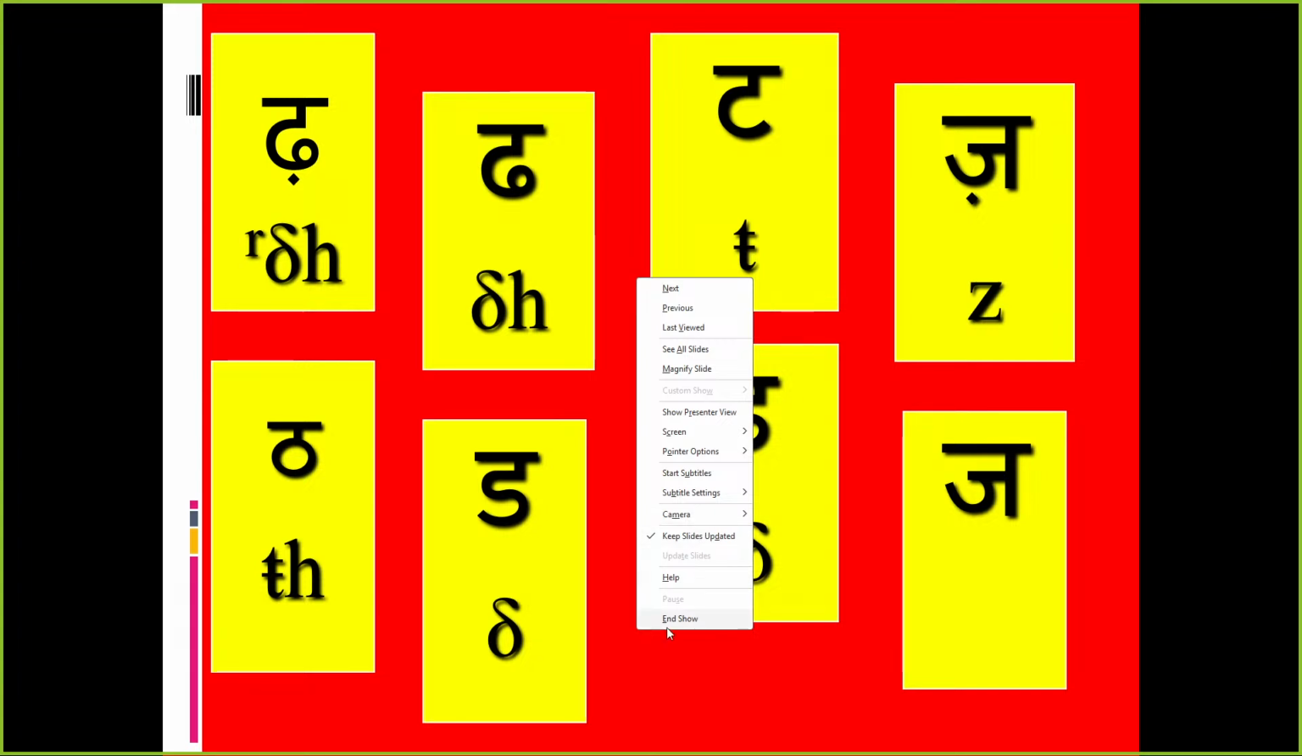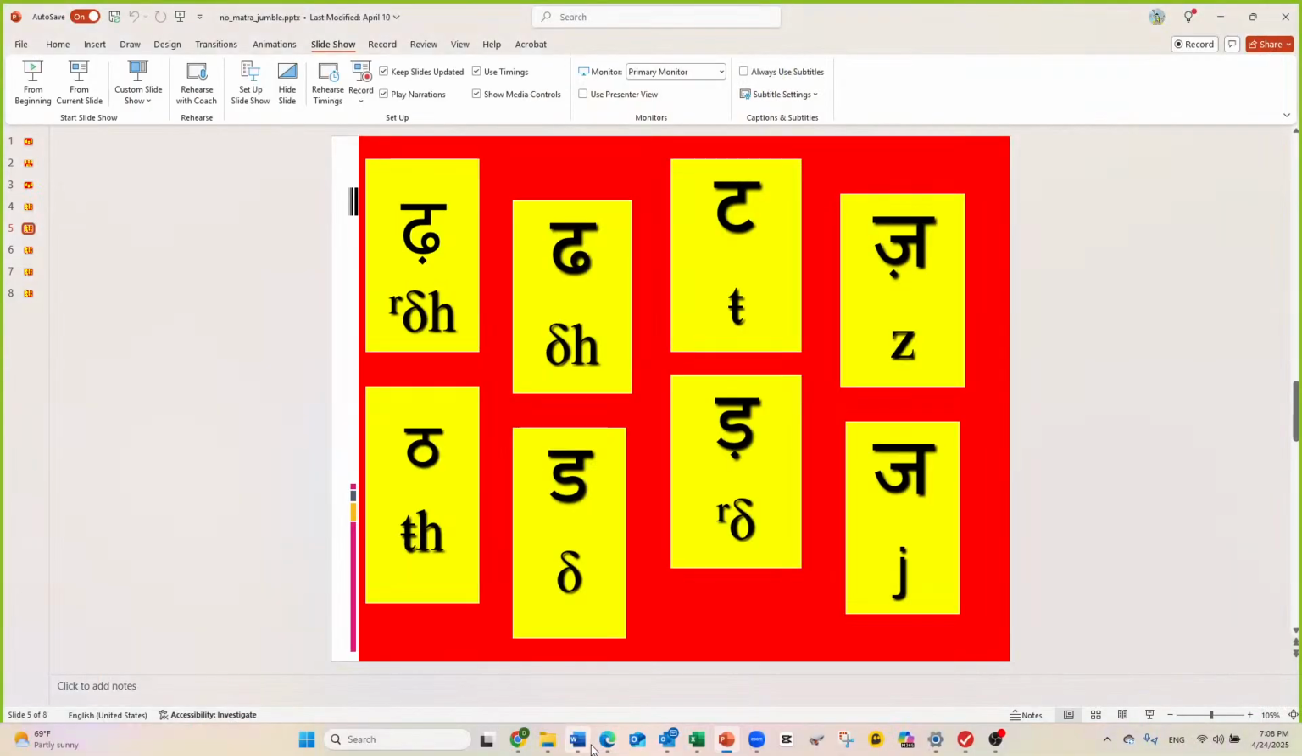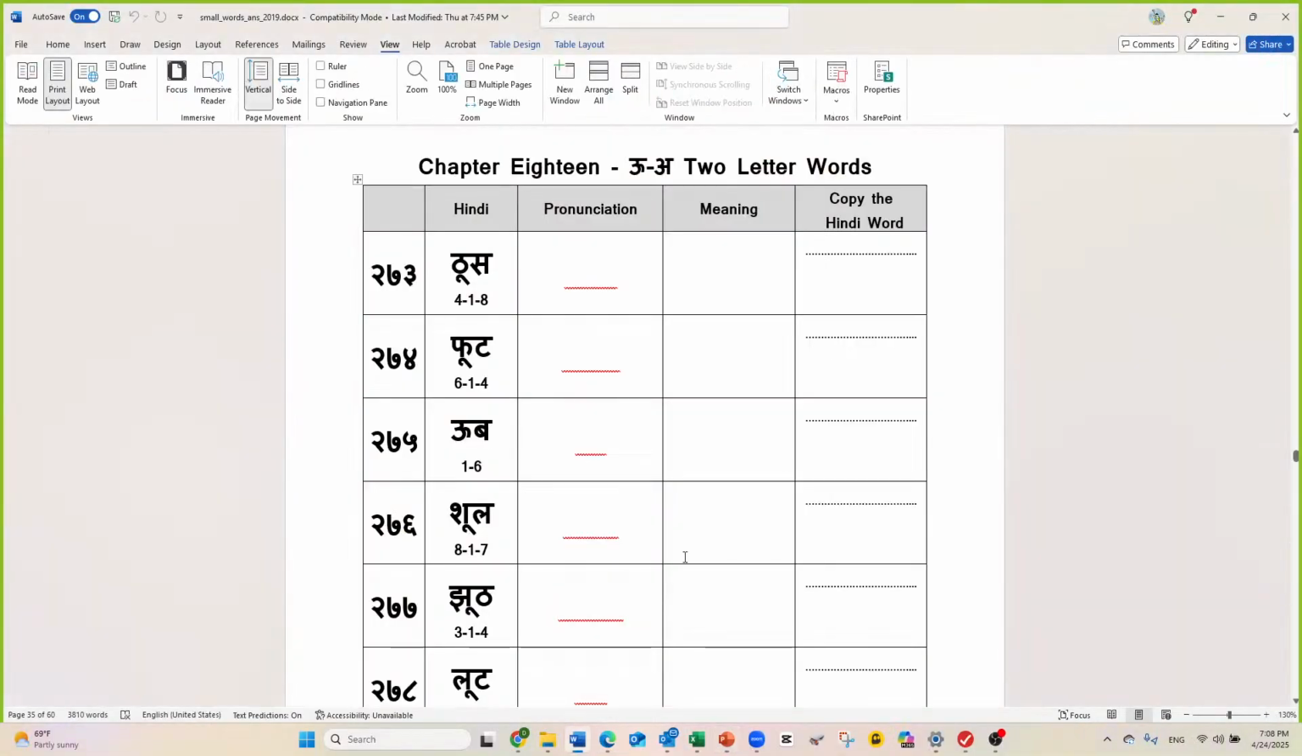Okay. So I think we will stop this quiz for now and we will go to our yellow book. So we are going to go to chapter 18 today. And give me the first word. Thus. Thus is to stuff something. To stuff. Thus.